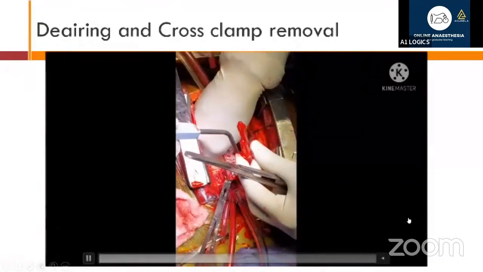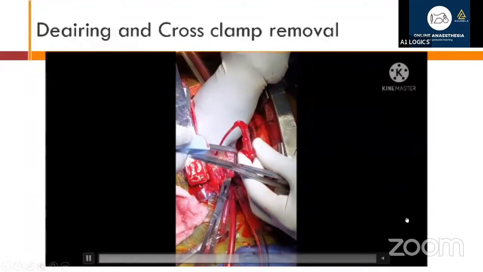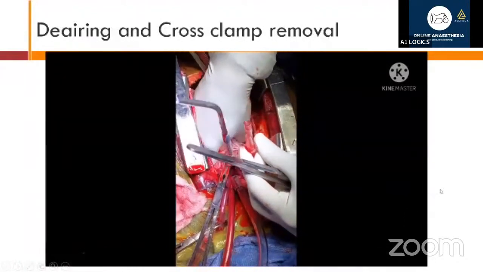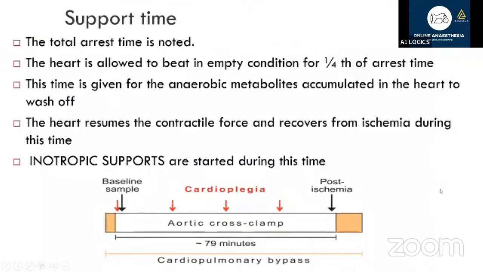So the left atrium is completely de-aired. He has closed the chamber. He is de-airing the left ventricle also. Now the patient is ready to be cross clamp removed. After the cross clamp is removed, it will become an empty beating heart.